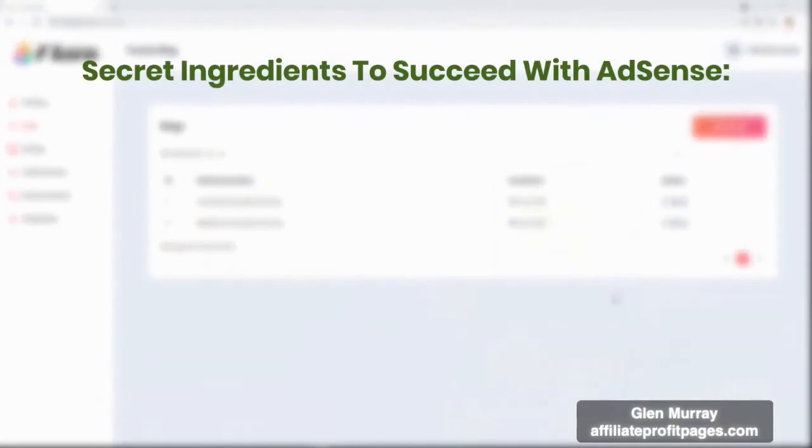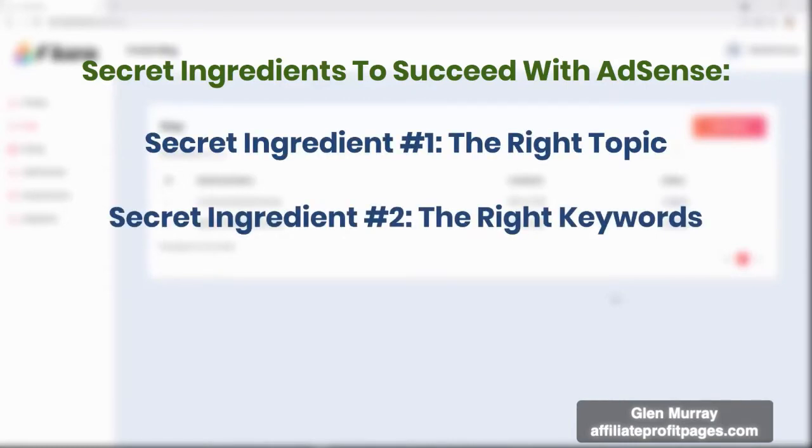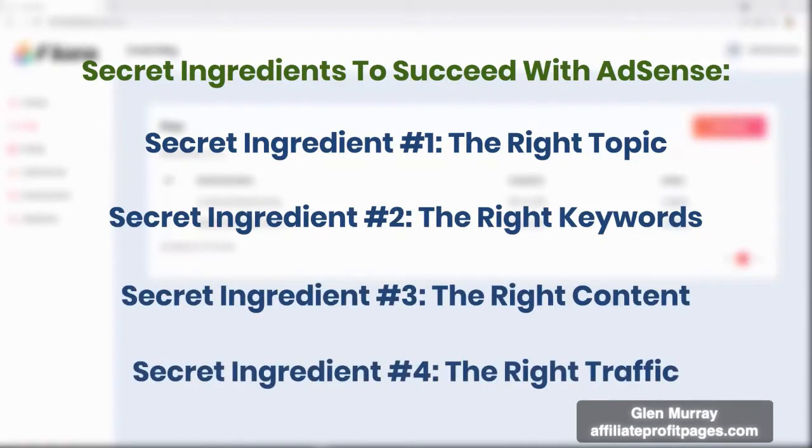There are 4 simple but extremely important secret ingredients you need in order to succeed with Google AdSense. Secret ingredient number 1, the right topic. Secret ingredient number 2, the right keywords. Secret ingredient number 3, the right content. Secret ingredient number 4, the right traffic. Yes, guys, that is all you need to succeed with Google AdSense.